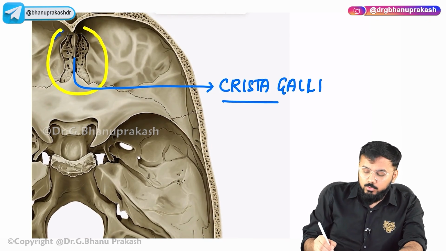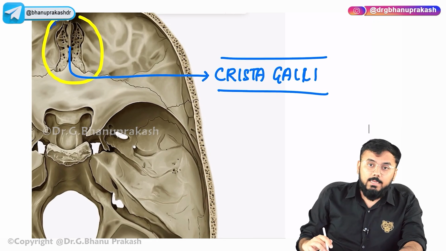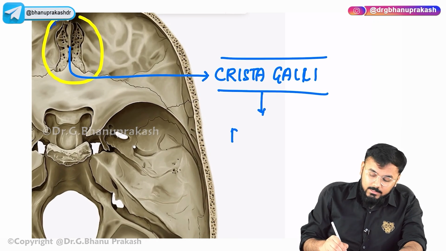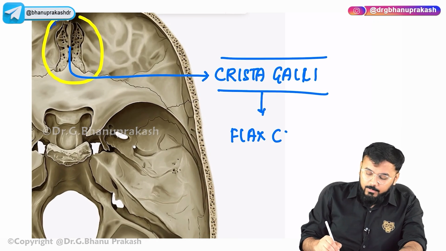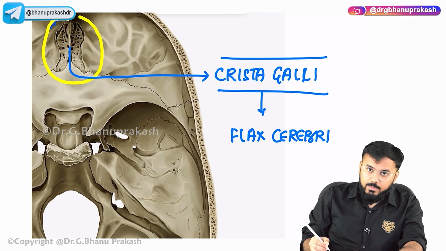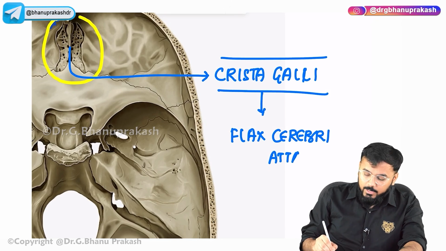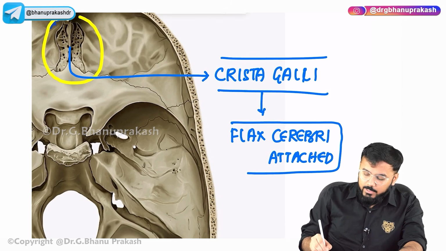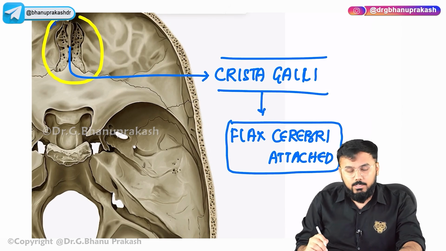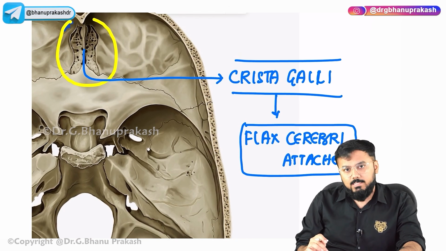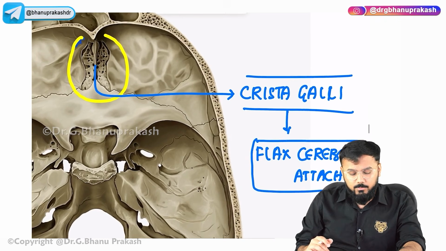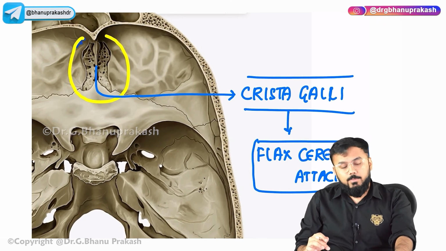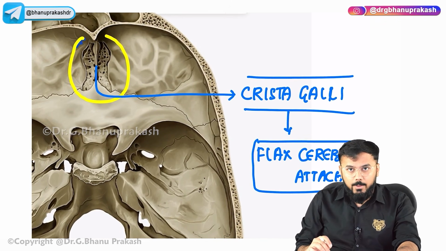So what is the use of this crista galli? Crista galli is the place where your falx cerebri is attached. And what do you mean by falx cerebri, guys? Falx cerebri is nothing but a fold of dura mater.